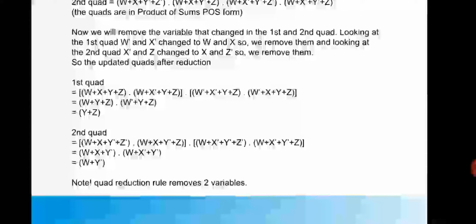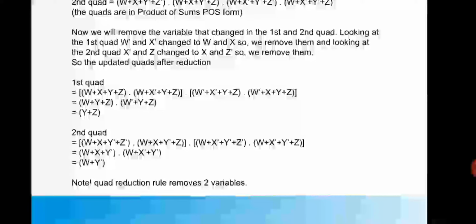And in the second part, I'm talking about the second part, or right hand side part, of the first quad. It is w dash plus x dash plus y plus z into w dash plus x plus y plus z. Now what has changed here? Here x has changed, isn't it? So that is the reason why x is removed there. So ultimately you get w dash plus y plus z. Now in that, what has changed? w has changed to w dash. So ultimately y plus z has remained there.